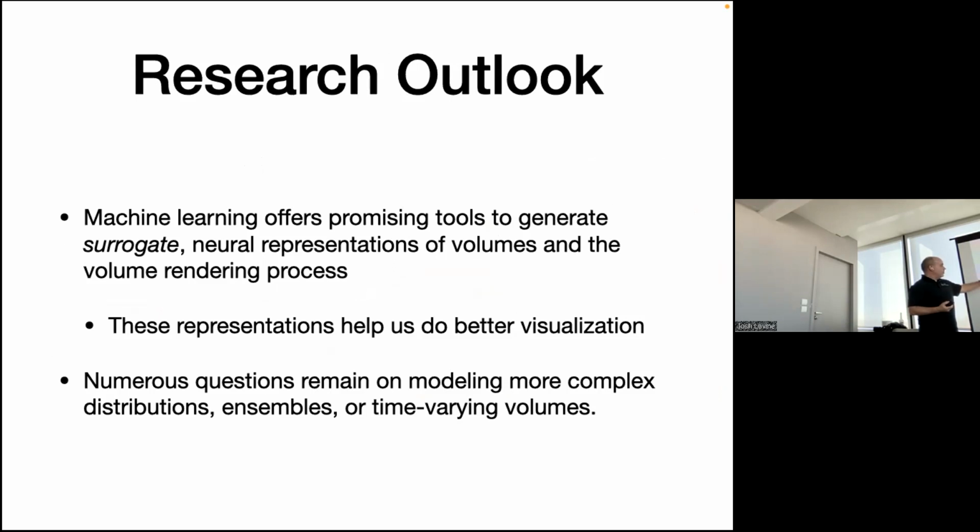What we're really doing though is we're generating surrogates for the volume. So if you see this word surrogate, you should think about it as some kind of proxy representation. And that's exactly what we're doing here. There's lots of neat opportunities too with bigger data sets, ensembles, time varying volumes, so on.